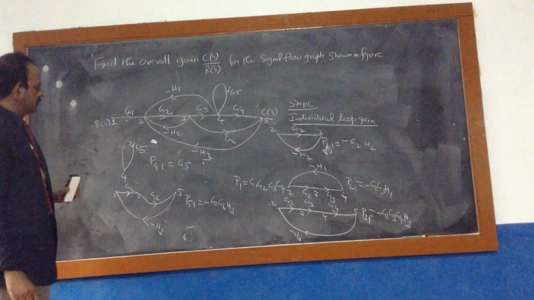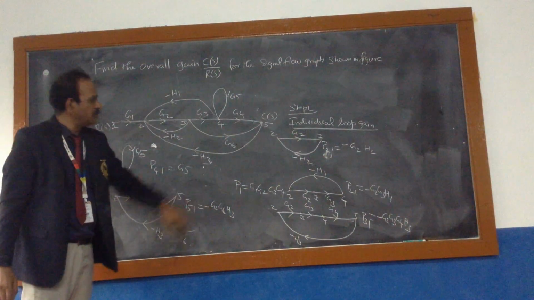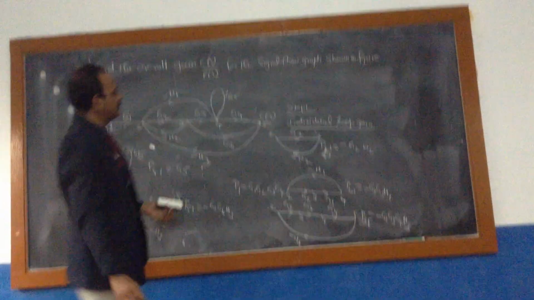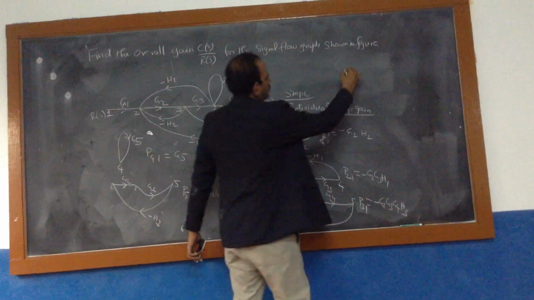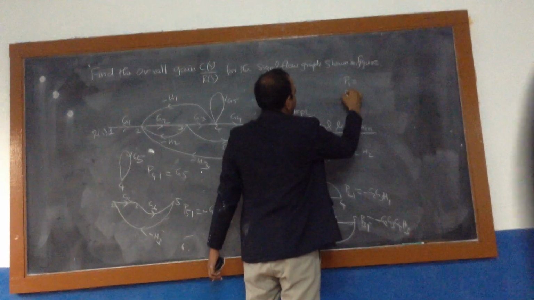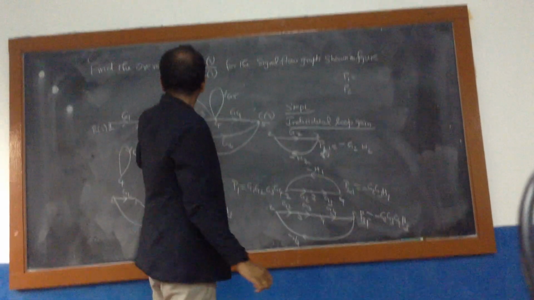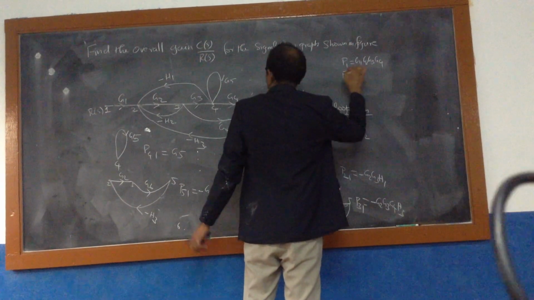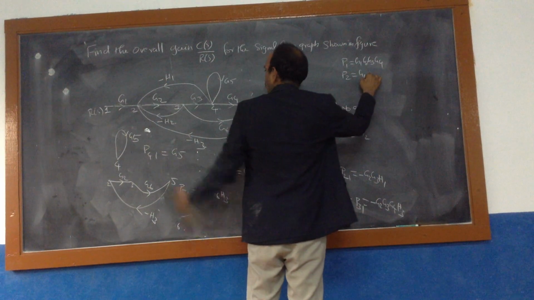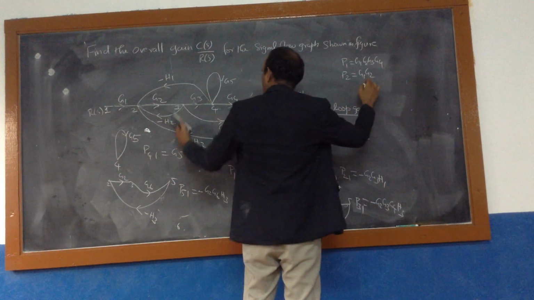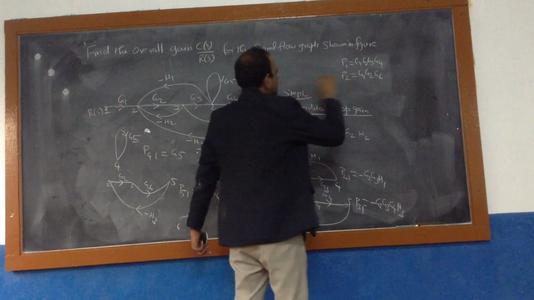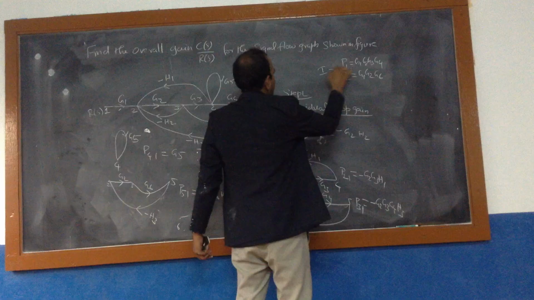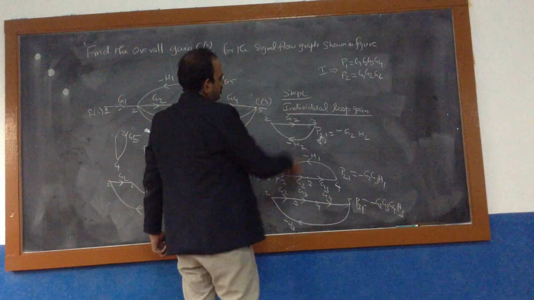So these are the individual loops. We have 5 individual loop gains. If you want, you can easily mention: individual loops P1 we have mentioned, P5, P2 we have found. P1 we have found as G1, G2, G3, G4, and the second forward path we have found as G1, G2 and G6. So these are the first step, and next we have found the individual loop gains.